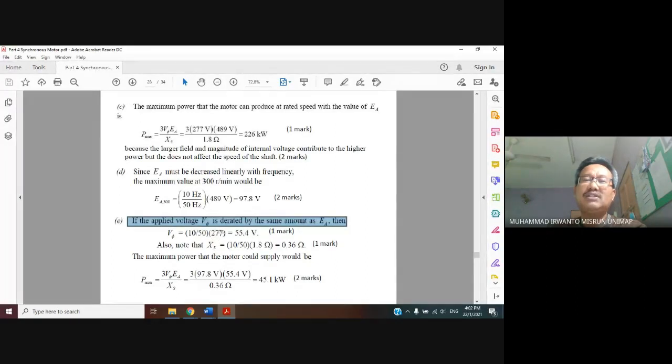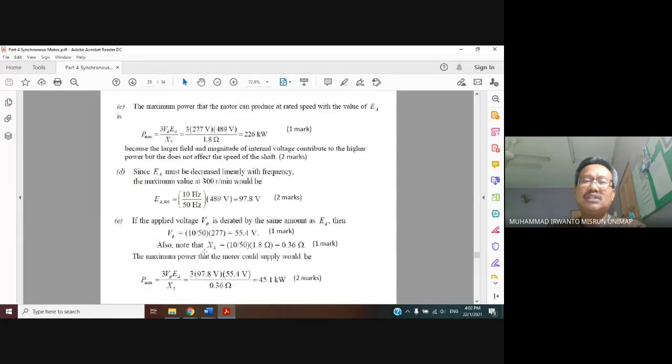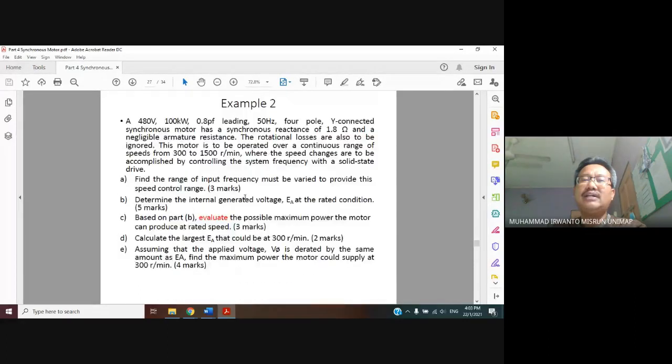1500 RPM is achieved when the base voltage is 277. Okay, now so we obtain 55.4. Now, same when we want to find the XS, 1.8 ohm here.